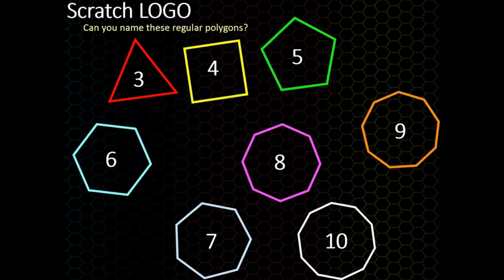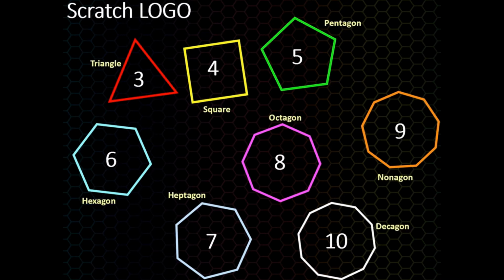Anytime we're going to program a computer, we need to make absolutely certain that we know what we want it to do. So if we're going to tell the computer to program different shapes, we need to know those shapes ourselves. So naming these polygons: a triangle, a square, a pentagon, hexagon, heptagon, octagon, nonagon, decagon. These are all regular polygons because all of the sides and all of the angles are the same on each shape.